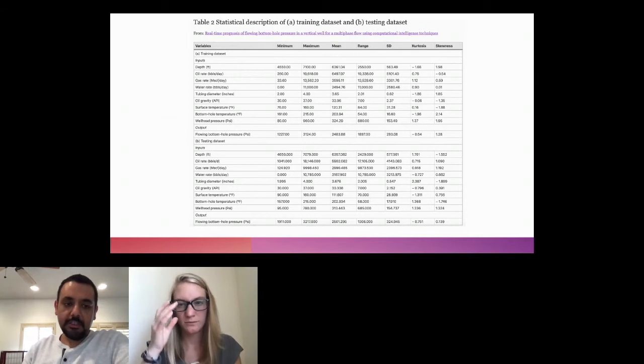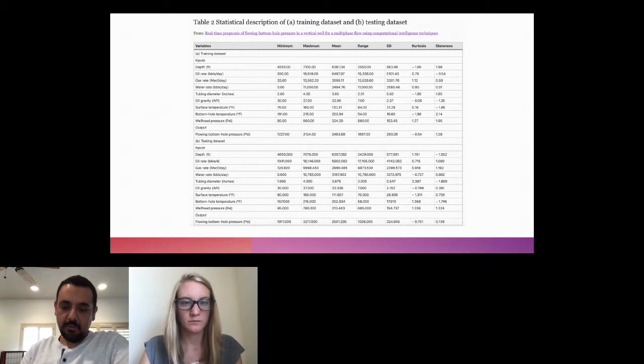For them, they actually split their data set into a training data set and a testing data set. So 70% of the data they are keeping in their training data set, and 30% is for their testing purposes.